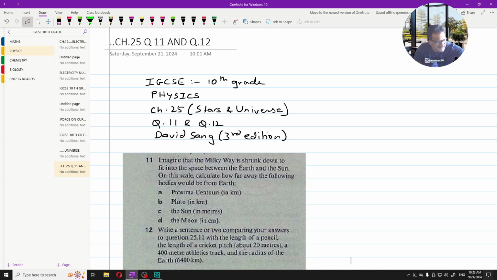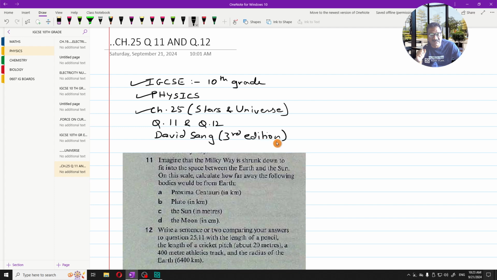And in today's session, I'm going to deal with IGCSE 10th grade, okay? And the subject is physics. And today I have chosen to discuss question number 11 and 12 from chapter number 25. The name of the chapter is Stars and Universe, and this is from the David Sang course book that is followed by many of the schools.